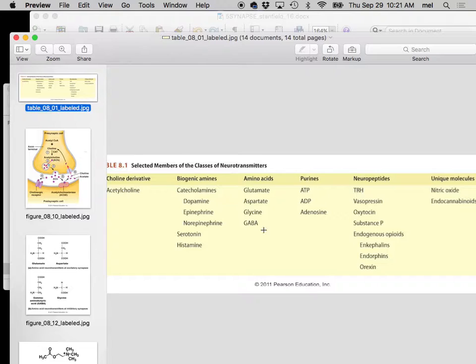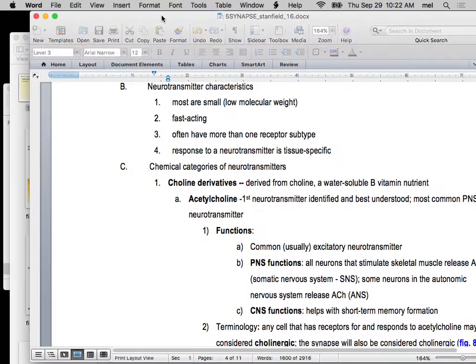So these are the chemical categories. You've got 1, 2, 3, 4, 5, and this one is just other stuff, like we don't know how to categorize it. So we're going to do it the same way. We're going to categorize these based on their chemistry, and then you will understand a little bit more about their functionality. So the first ones are called the choline derivatives, but there's only one that you have to know.